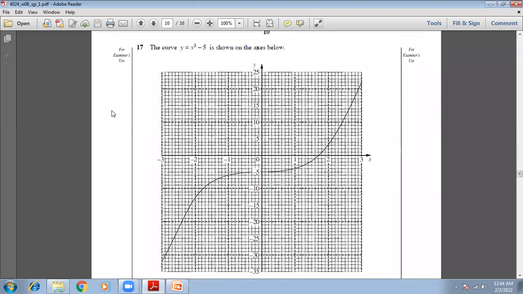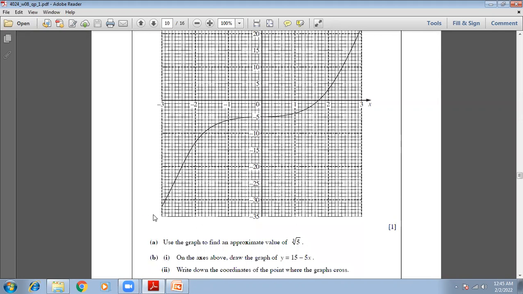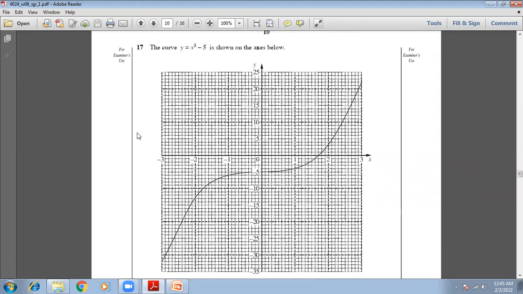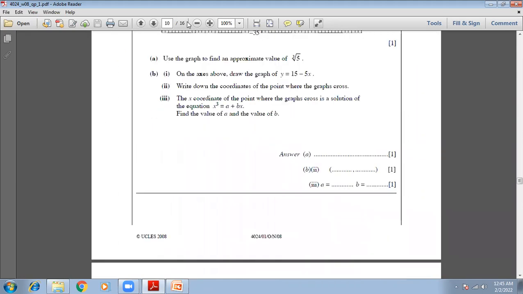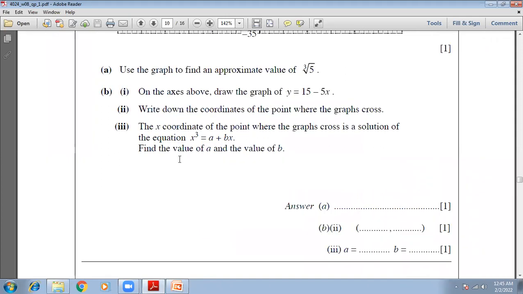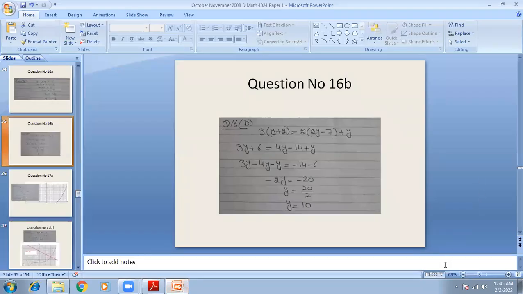He says the curve y equals to x cube minus 5 is shown on the axis below. Okay, so the graph is already shown here. This is the graph. And the equation is y equals to x cube minus 5. So use the graph to find an approximate value of the cube root of 5. The cube root of 5. Okay. It's a little tricky question. I have done this, but it's a tricky one.